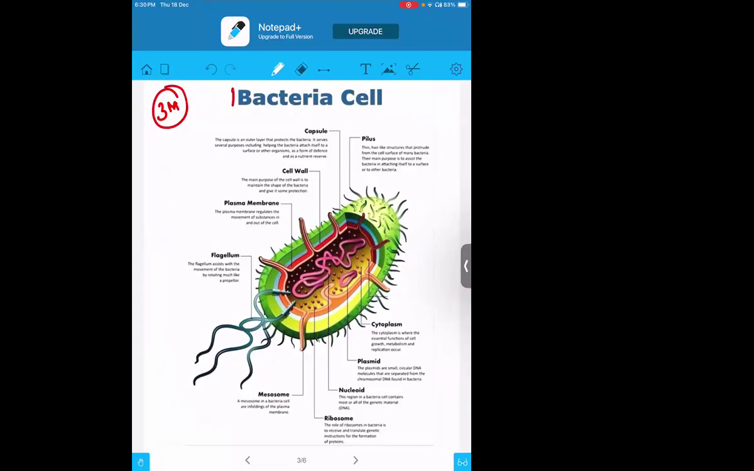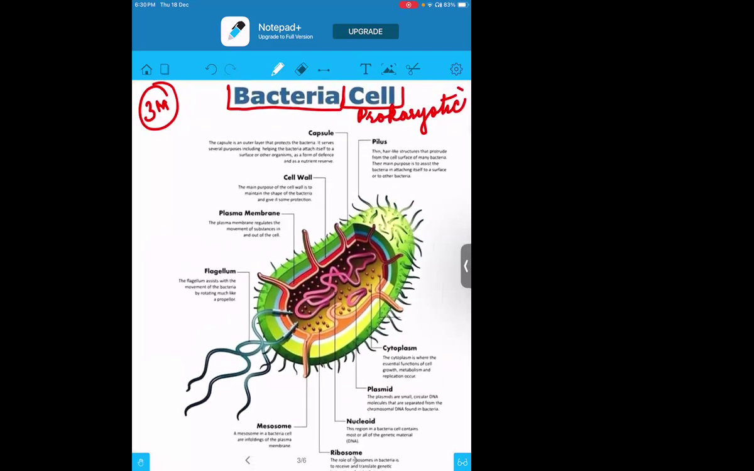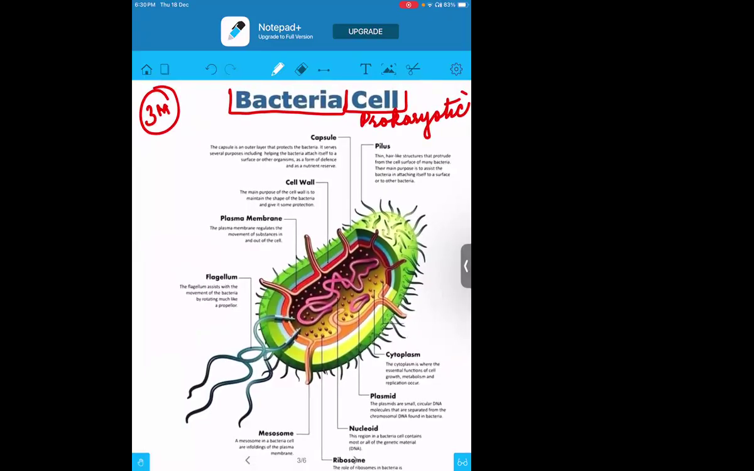Now, when we talk about the prokaryotic cell, bacteria cell is an example of that. So, bacterial cell is what? It is a prokaryotic cell. So, this is a diagram which you can see over the screen. One by one, we are discussing the parts of it and also the functions of the part.